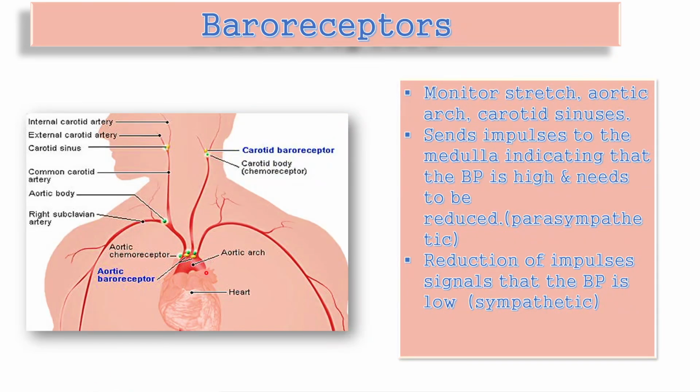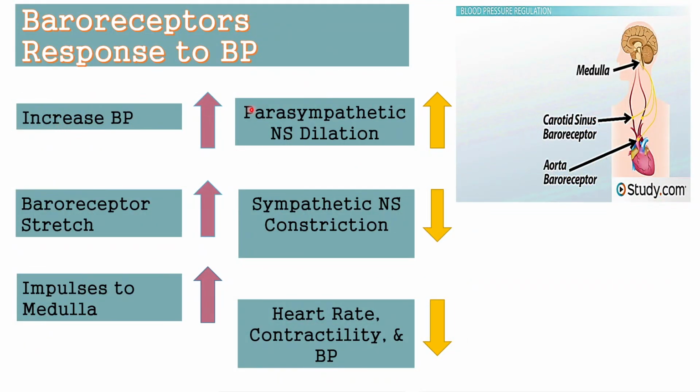Baroreceptors, these are important. Baroreceptors monitor the stretch of the aortic arch and carotid sinuses. And that's what's going to tell the cardiac center in the brain, hey, we got a problem, release epi, norepi. Because if they don't feel the same amount of stretch, they don't feel the same amount of blood inside, then they're going to send messages to increase the blood pressure. Impulses to the medulla, parasympathetic, normal.